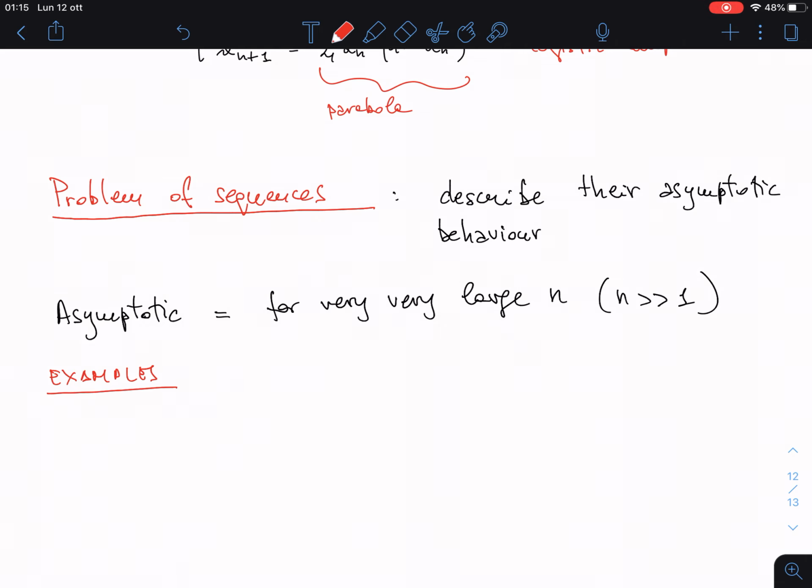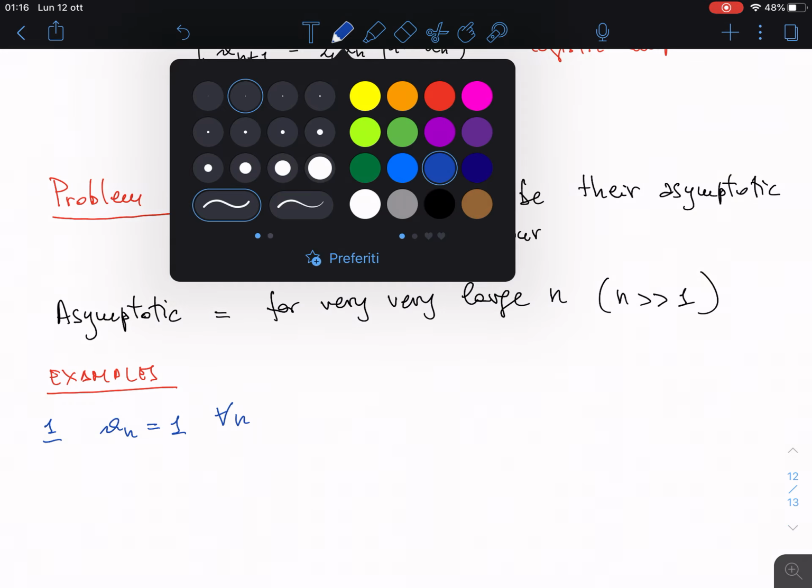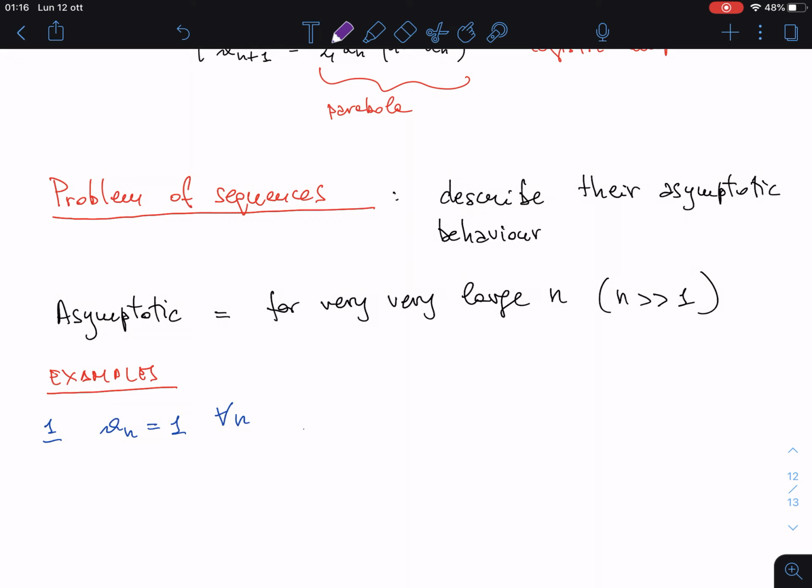First example is very easy. You have a_n equal to 1 for every n. It means the following: here you have the real line, and here you have the number 1.